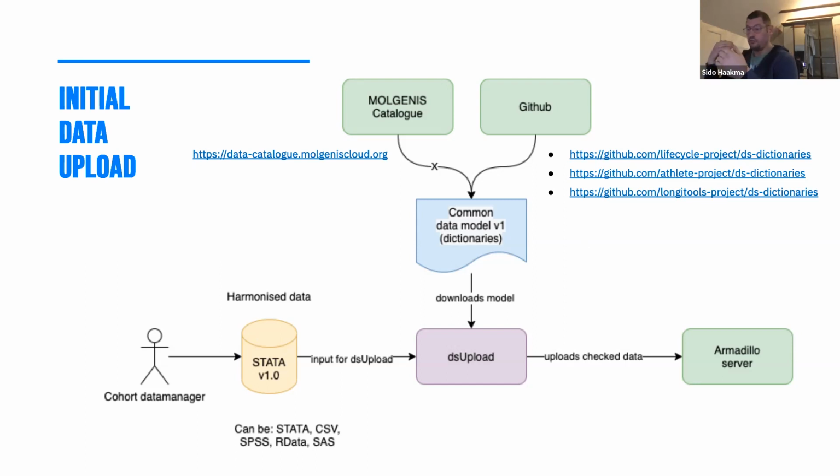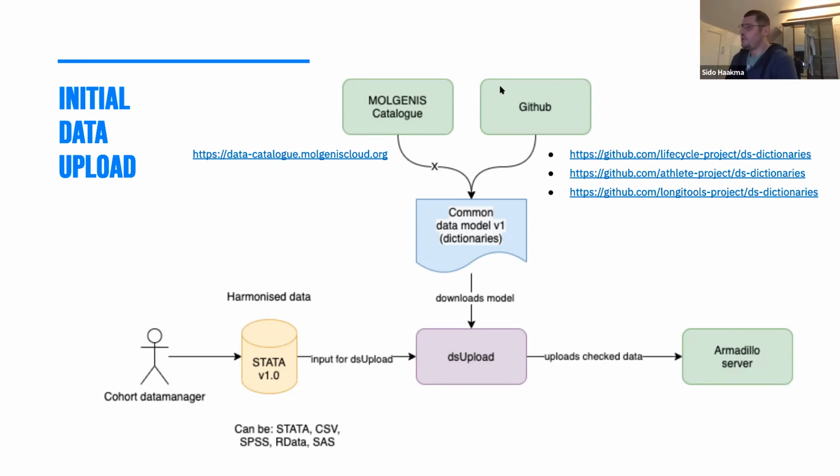So it checks if the column names are correct, and if the data types are correct, and if the categories that you have for categorical values are correct, and stuff like that. And if it's not correct, then it gives feedback. And if it's correct, then it uploads the data to the Armadillo server.